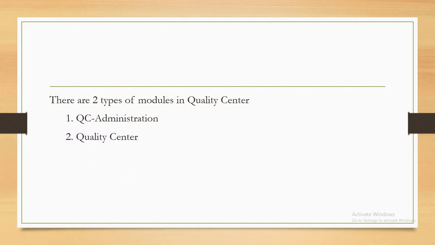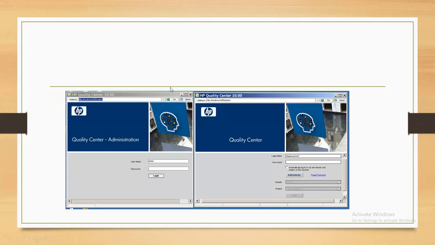Now coming to Quality Center, there are two types of modules in Quality Center. One is QC administration, the other one is Quality Center. So these are the two modules which we have. This is the Quality Center administration module, this is the one module we have, and the second module is Quality Center.